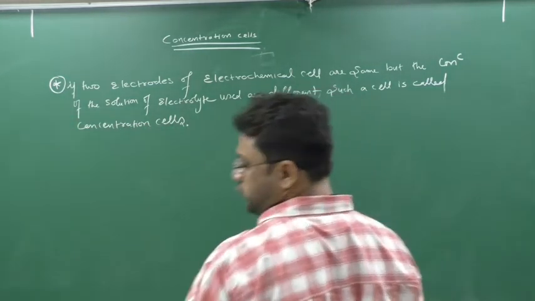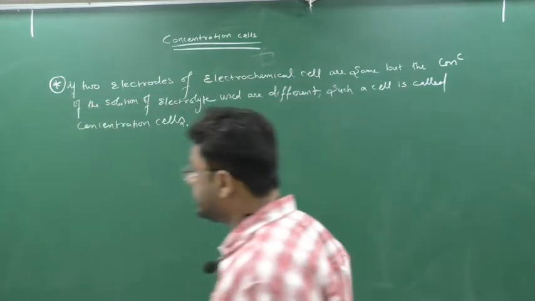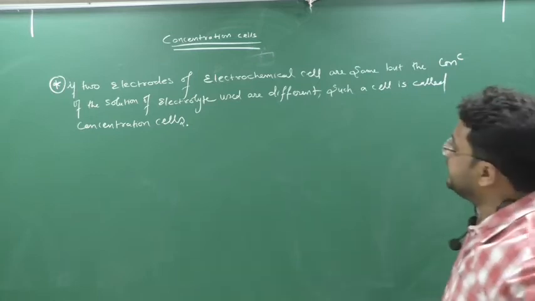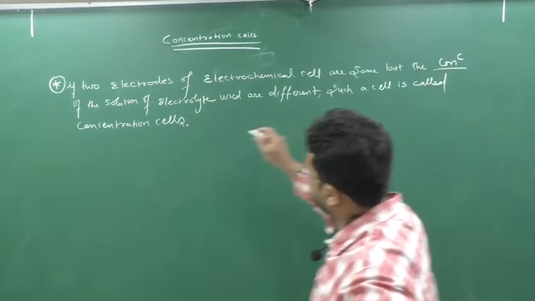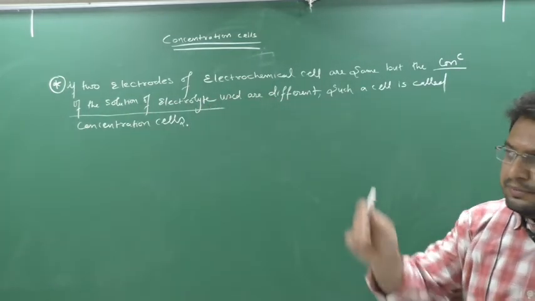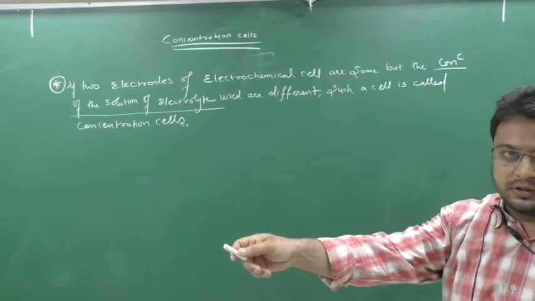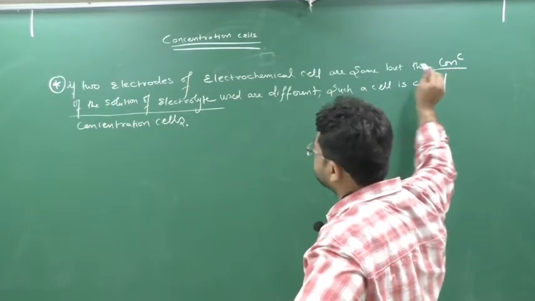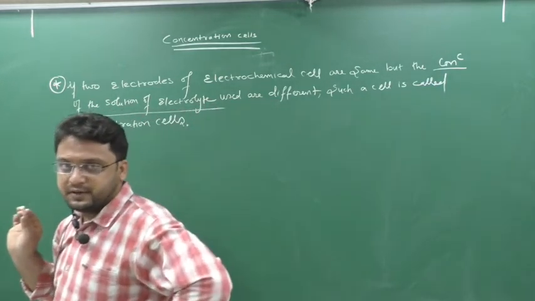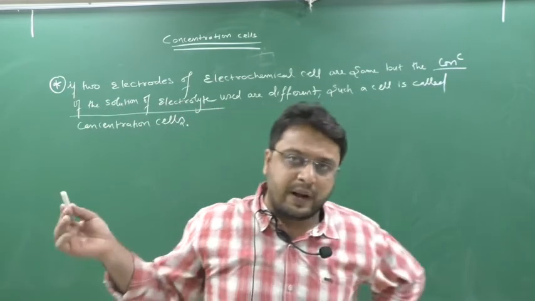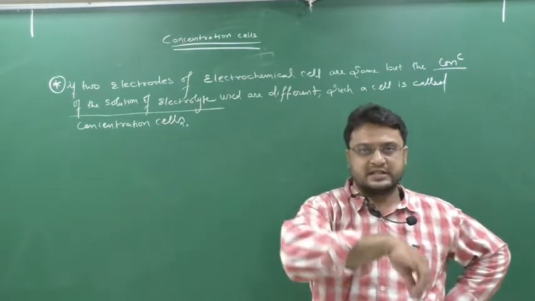So, if two electrodes of an electrochemical cell are the same, but the concentration of the solution of electrolyte used is different. See, the electrolyte is also the same. In beaker A, if I have taken copper sulphate solution, then in beaker B also I will take copper sulphate only, but the concentration of the solution is different. Suppose I am making an electrochemical cell in which I take the anode as silver, and the cathode also as silver.